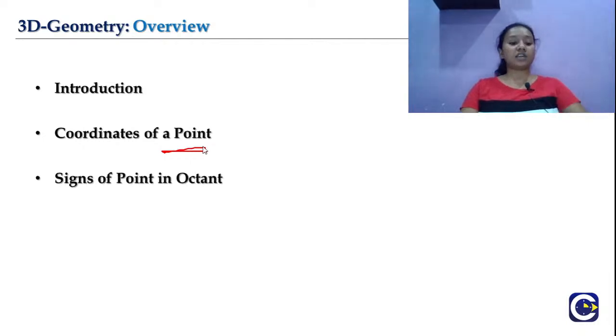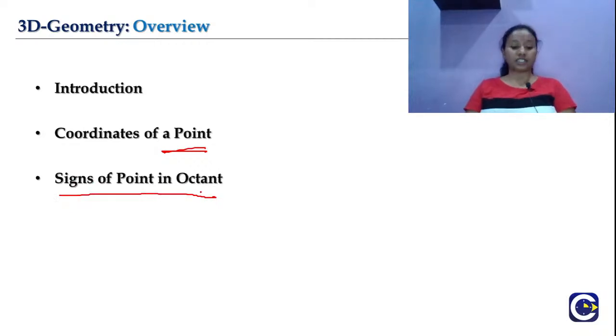Apart from that, the next concept we are going to look at is the signs of a point in an octant. If we have our coordinate axes in 2D, which means we have the x-axis as well as the y-axis, how many quadrants will there be? 4. And accordingly, you know what the signs are.